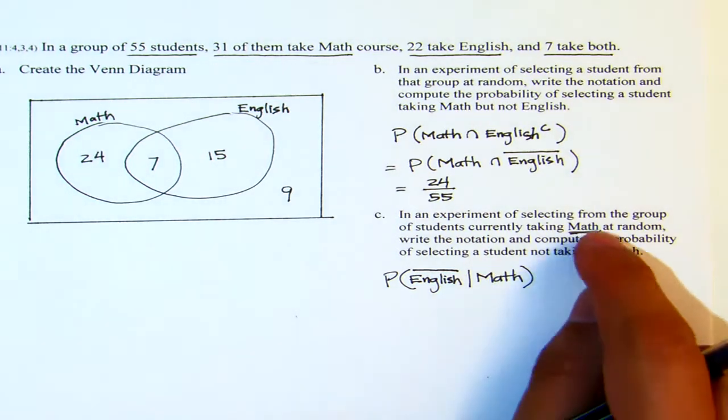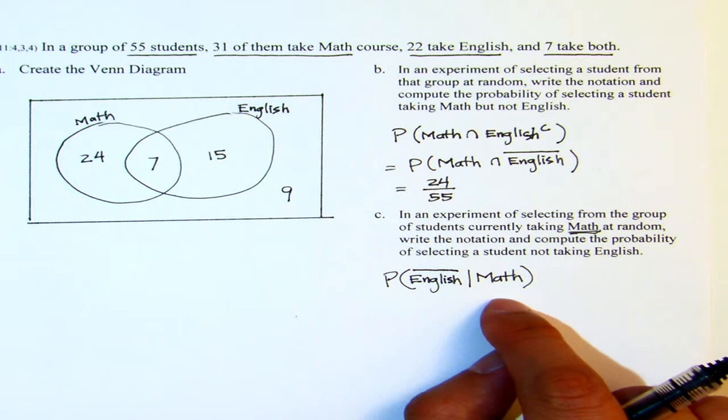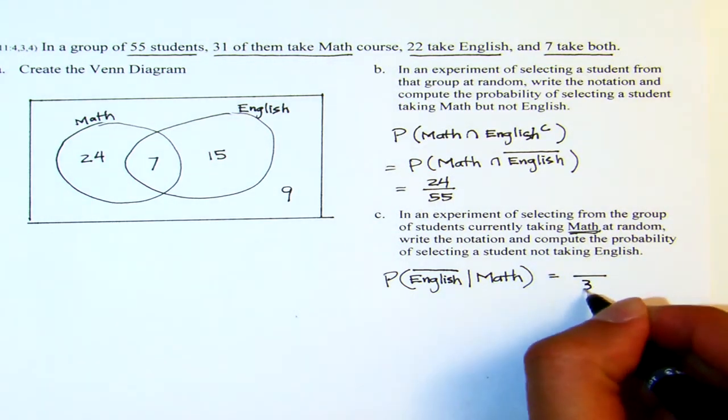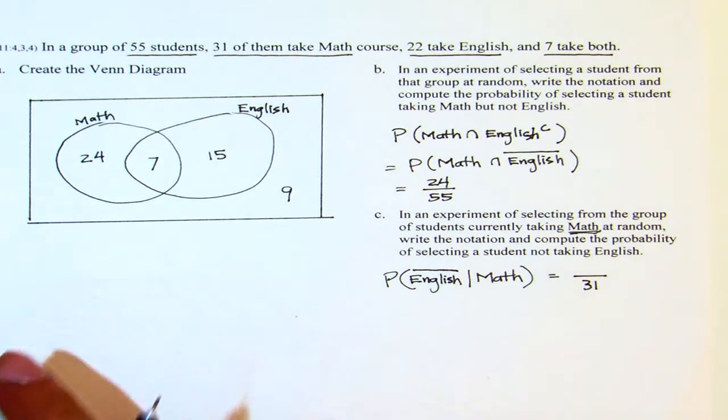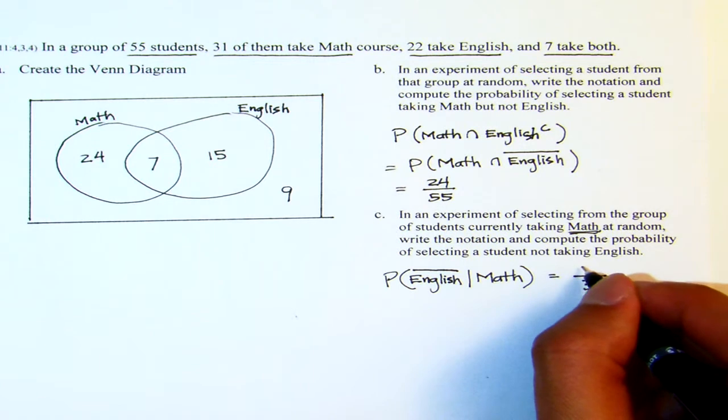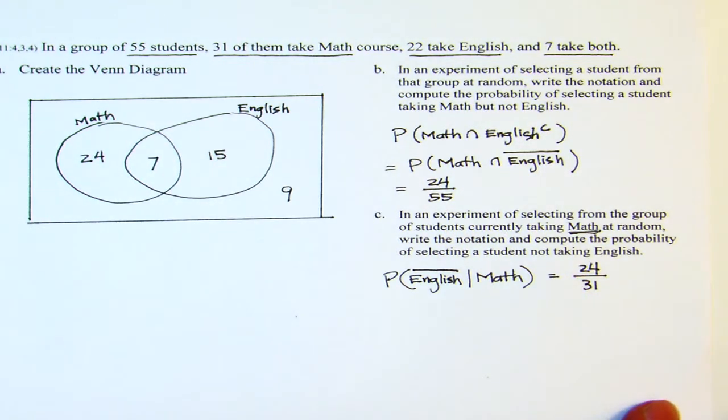Out of those people taking math, how many people are actually taking math? 31. Now, how many of those are not taking English? From the diagram, you see, yes, there are 24 out of the 31 not taking English.